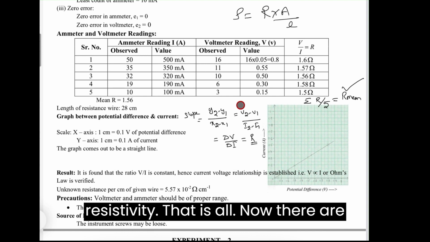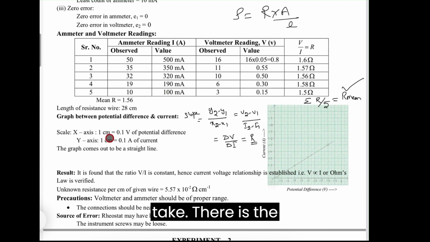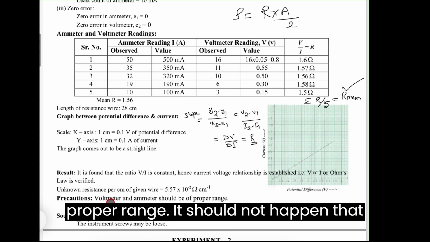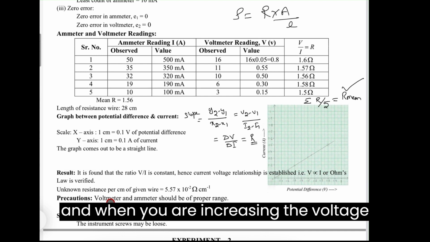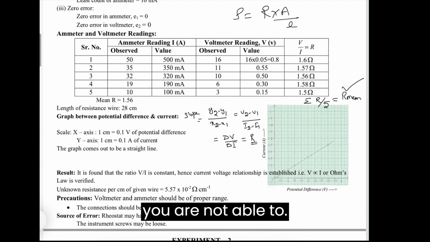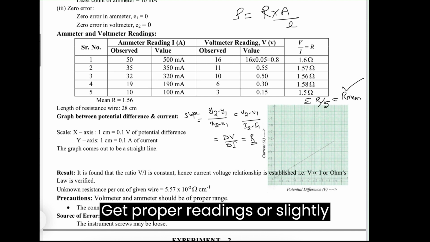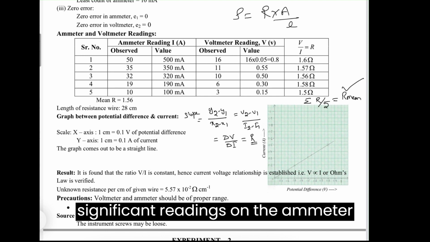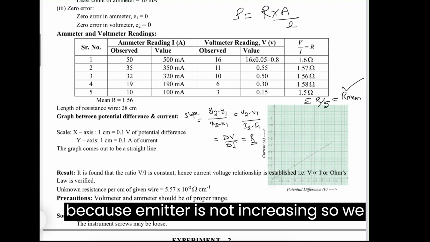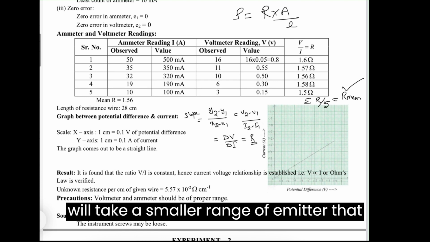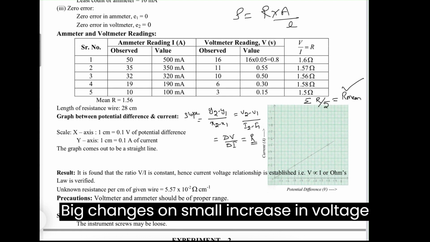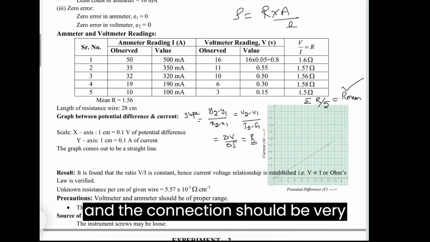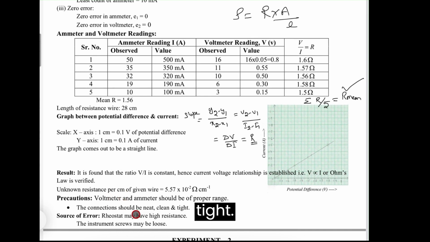That is all. Now there are certain precautions that you have to take. The voltmeter and ammeter should be of the proper range. It should not happen that you have taken a voltmeter of a bigger range and an ammeter of a bigger range, and when you are increasing the voltage, you are not able to get proper or significant readings on the ammeter, because the ammeter is not increasing. So we'll take a smaller range of ammeter, that is in milliamperes, that will give you big changes on a small increase in voltage, and the connection should be very tight.